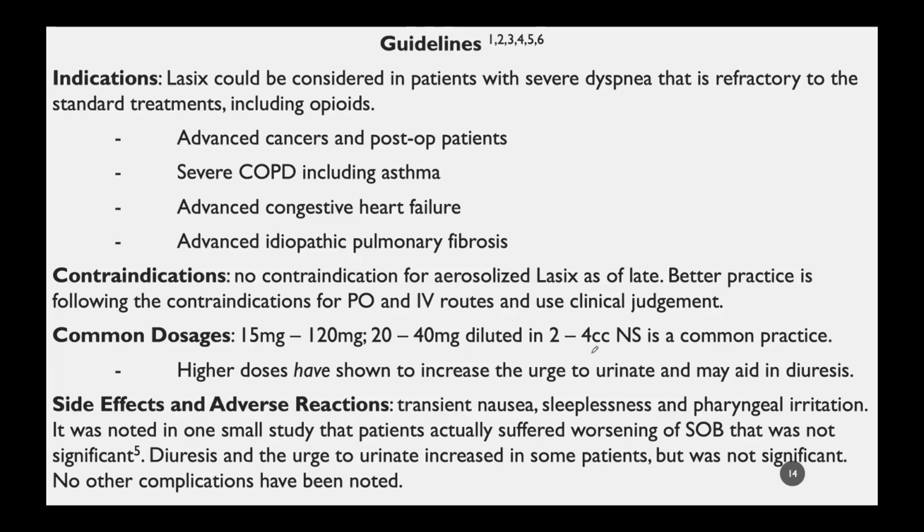So, side effects and adverse reactions. Transient nausea was noted, sleeplessness, and pharyngeal irritation. The nausea, what are you going to give for that? Zofran or something, right? I think a lot of my patients are on nausea medication. Sleeplessness, I can't really account for what that may be. I don't know if there's sleeplessness with IV Lasix or any of that, besides having to get up and go pee a whole lot.